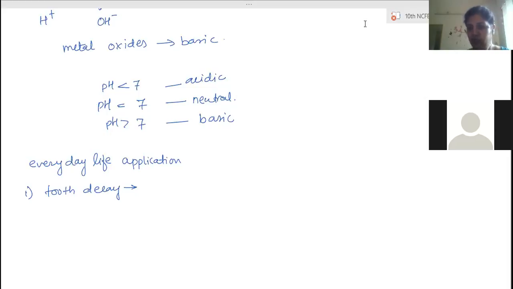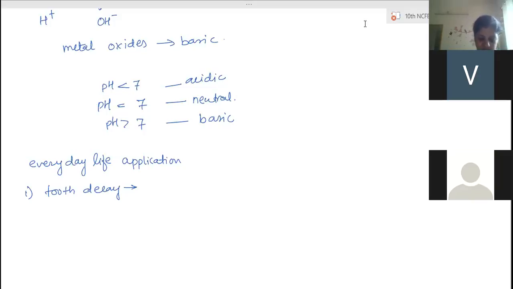Now, to prevent tooth decay, what do we have to do? The acid is the main cause, so we have to neutralize the acid. The acid is neutralized by bases. Which base are we generally using? Toothpaste. So toothpaste has basic characteristics, so it has the property of neutralizing the acid produced. When we brush our teeth with toothpaste, which is basic in nature, it neutralizes the acid produced in the mouth and prevents corrosion. That is, tooth decay will be prevented.